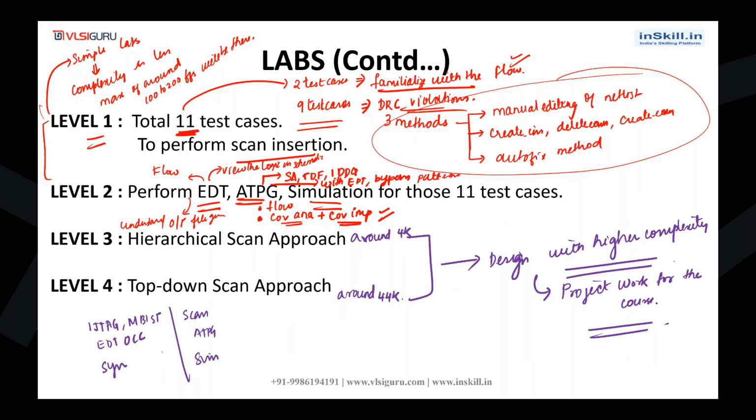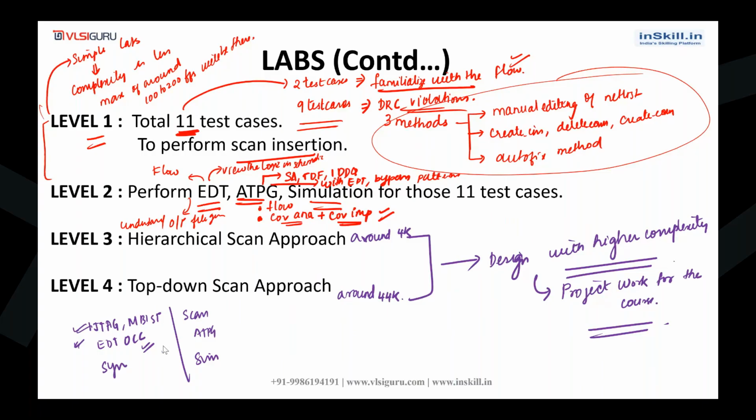If you observe, in our level 1 and level 2 projects we didn't do IJTAG, MBIST, and OCC insertion, right? But we'll be doing all these things completely. The complete flow, IJTAG and MBIST insertion, EDT and OCC insertion, synthesis, scan, ATPG, simulation, will be covered in the level 3 and level 4 projects.